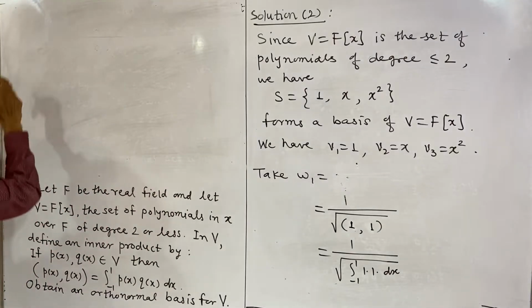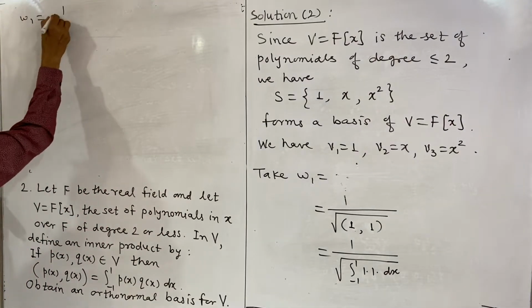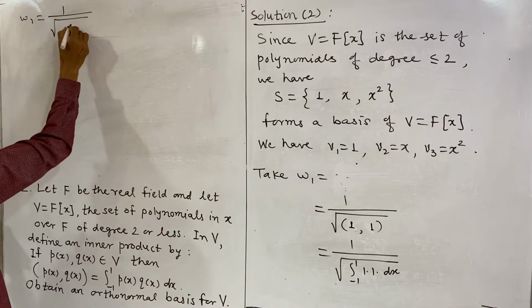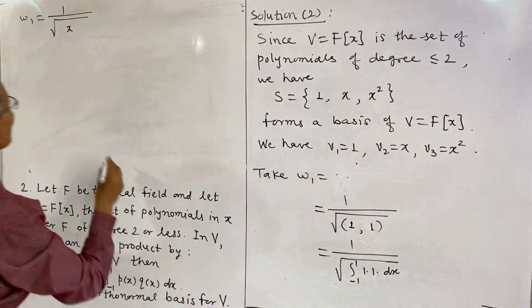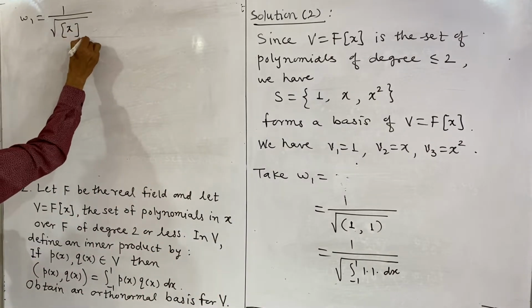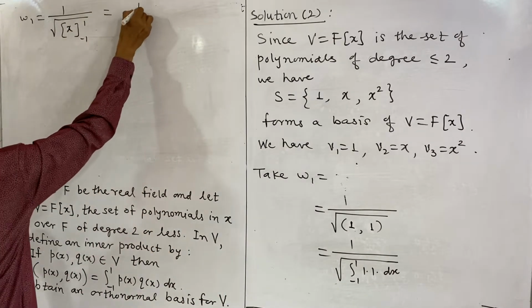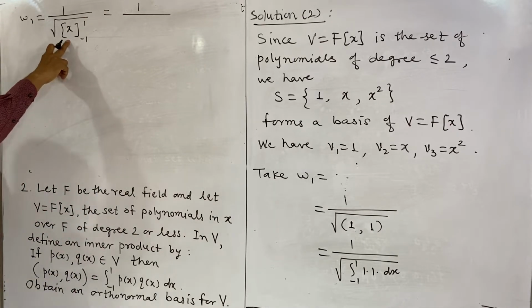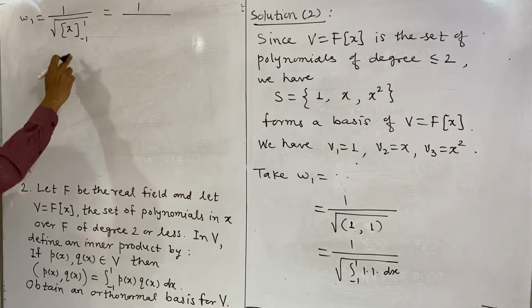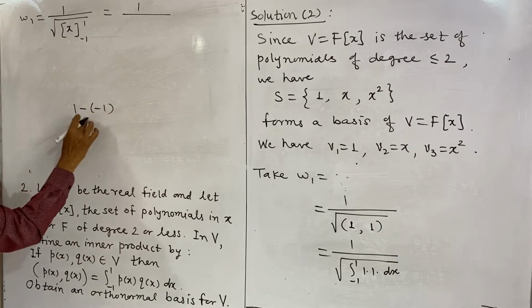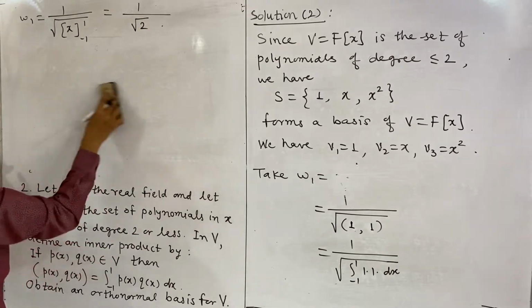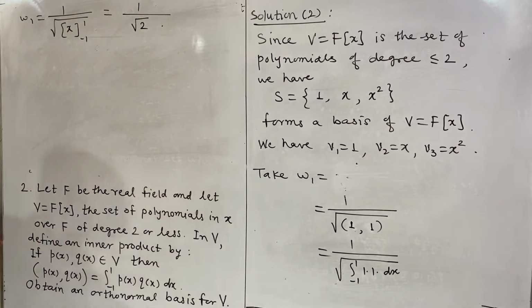So W1 is 1 over under root of the integral of 1 dx, which is x, and the limits are minus 1 to 1. The value of x at the upper limit is 1, at the lower limit is minus 1, so 1 minus minus 1, that is 2, and therefore this is root 2. This is the value of W1. So W1 is 1 over root 2. Now we have to find out what is U2.